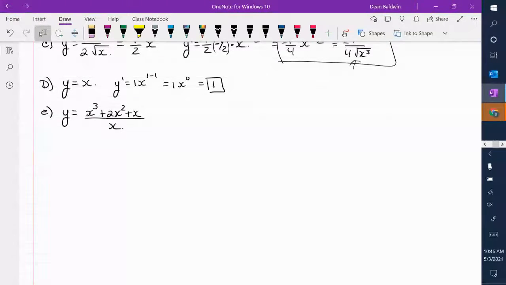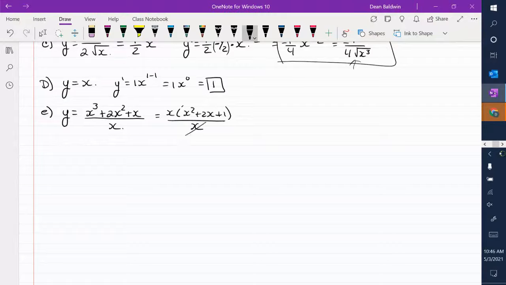We need to simplify this because we haven't done anything like this yet. So what should we do? You don't know what to do? You can factor. What can you factor out of the top? Pull an x out. Then those disappear. And we've simplified it to this.